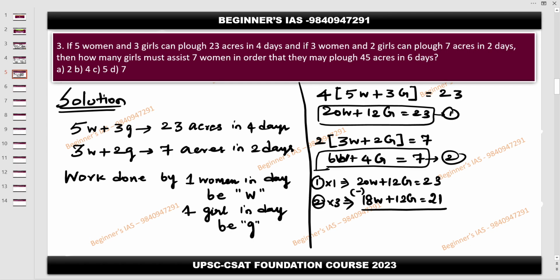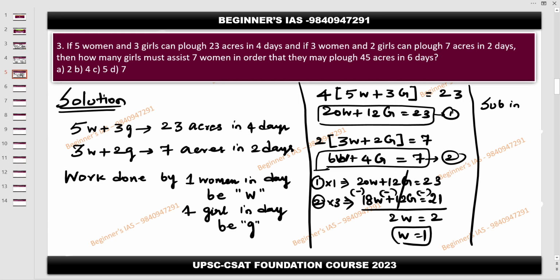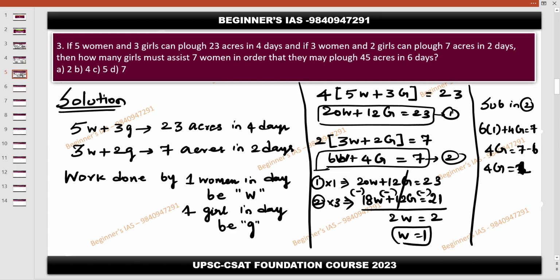Then change the sign here. So the G terms cancel, 20W minus 18W is 2W, which is equal to 2. Then W is equal to 1. After finding W, substitute in any one of the equations. Substitute in equation number 1 or 2, 2 is better. So 6 into 1 W, plus 4G, is equal to 7. Therefore 4G is equal to 7 minus 6, which becomes 1. So G is nothing but 1 by 4.